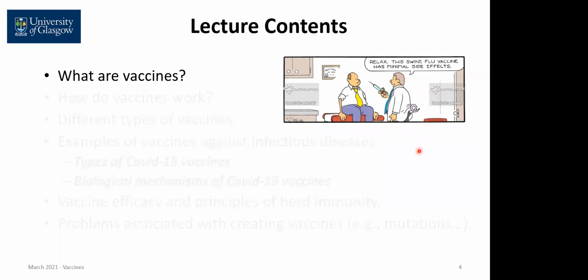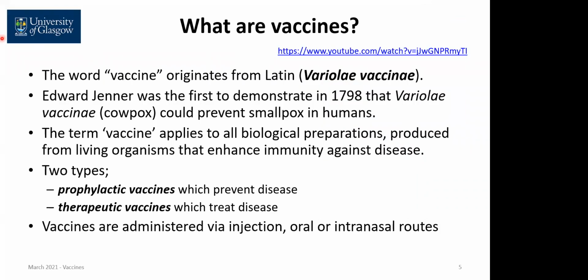So firstly, the first question that we want to ask is, what are vaccines? The word vaccine was first coined in 1798. So you may or you may not have heard of Edward Jenner. He was the first to demonstrate in the late 18th century that this virus here, Varicella vaccinae, which is ultimately the cause of cowpox, was able to be used to prevent smallpox in humans.